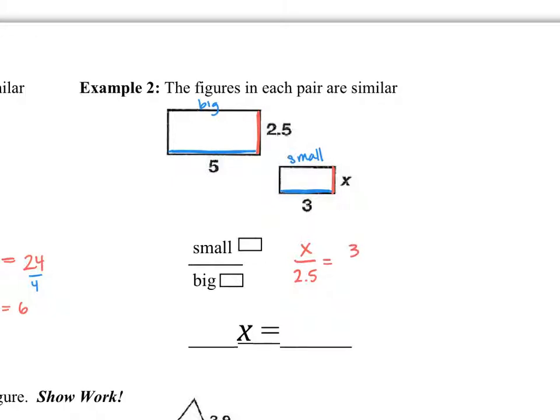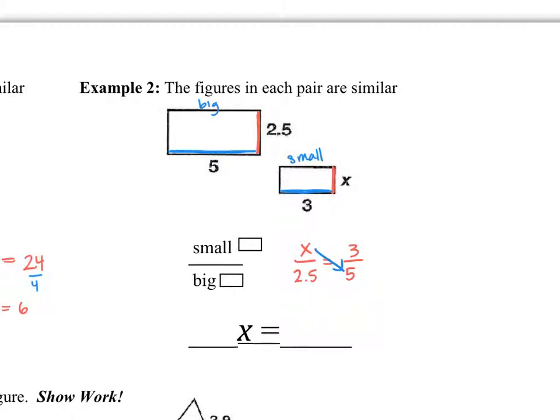That's going to equal, well, what else is from my small rectangle? I have 3 right down here, and that's going to correspond to 5 for the big triangle. So 5 goes on the bottom. Remember, my measurements for the small one go on top, measurements for the big rectangle go on the bottom. And from there, let's cross multiply.